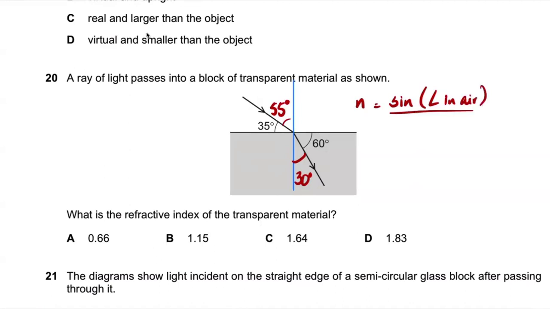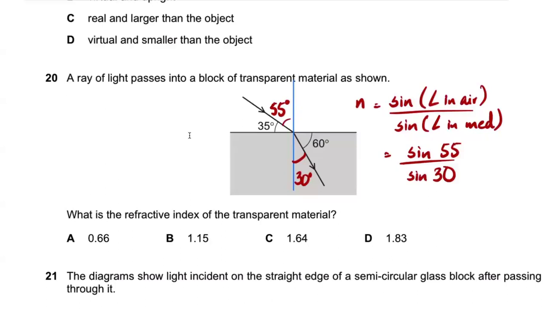over sine of the angle in the other medium. So the angle in air is 55. So it's sine 55 over sine 30. Right, so sine 55 over sine 30. This would be C, 1.64.